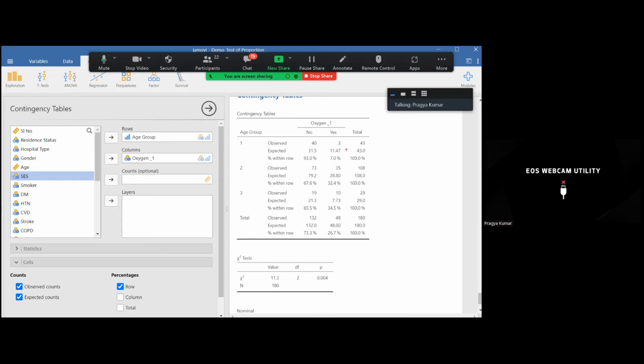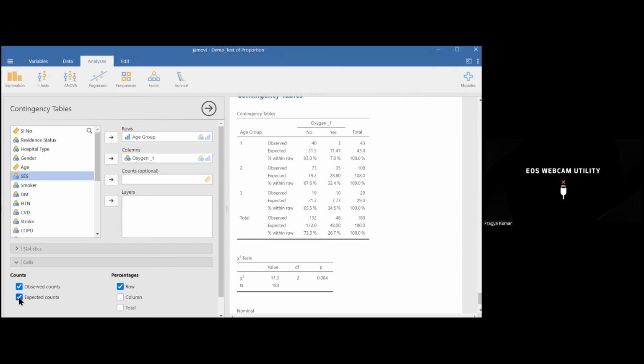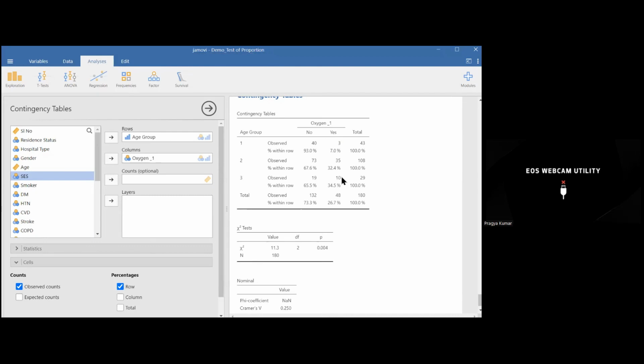So can you see in this example, 3. And in this case also, although it is 10. So in this case, if you see this observed, what will you expect? That expected will be less, but expected here is 11.47. So in all these cases, the expected cell count is more than 5. So I'll go back and uncheck this expected cell count and I'll see this.